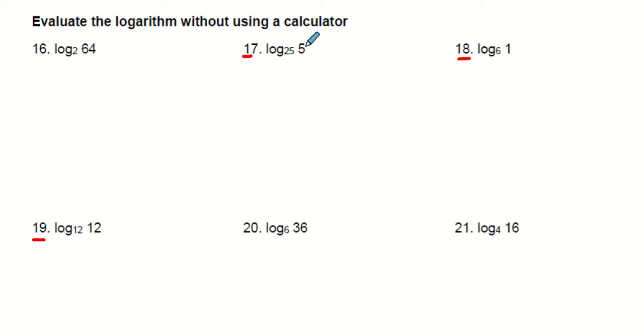Now, that's not quite as easy to see with this. Now, like for number 20, 6 to what power gives me 36? We know that 6 to the second power gives me 36. So then the answer to this is 2. We don't have to do anything fancy. Here on 21, 4 to what power gives me 16? Well, we know 4 to the second power gives me 16.